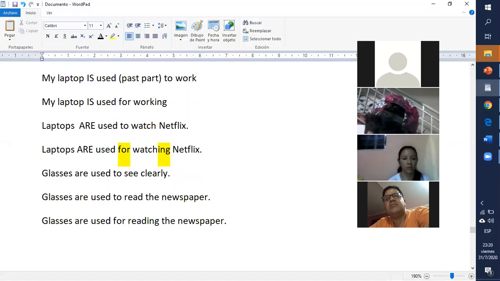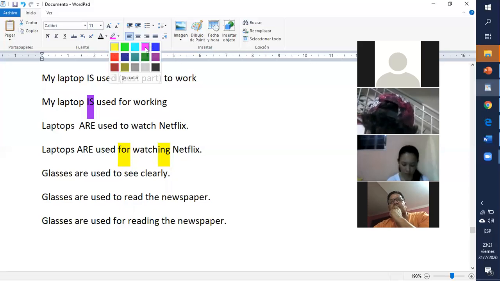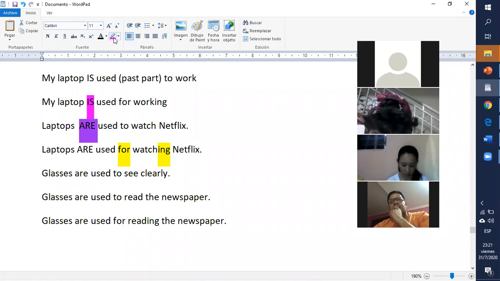Okay, good. So you have to pay attention to two things. You have to pay attention to this, if it's singular or plural, right? Pay attention to that. And then if you're gonna conjugate it with for or with to. That's it. You can use the passive voice for the simple present when you say using for reading, and the simple, I don't know if it's simple past when you say used to read.